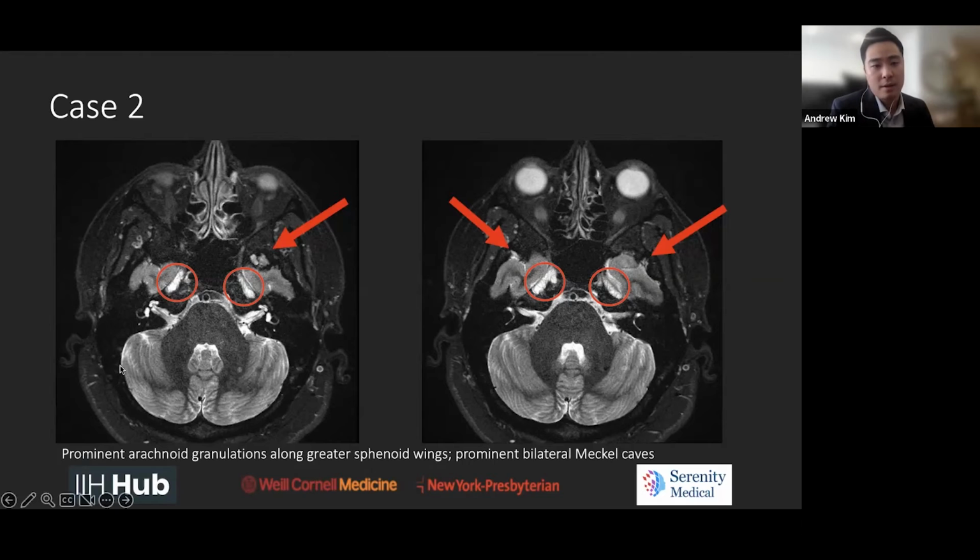So unsurprisingly, it makes sense that a lot of it is pushing through some of the foramina in the skull base, namely here, the Meckel caves, as well as along and through arachnoid granulations that can become really prominent, really big, and be considered arachnoid pits.